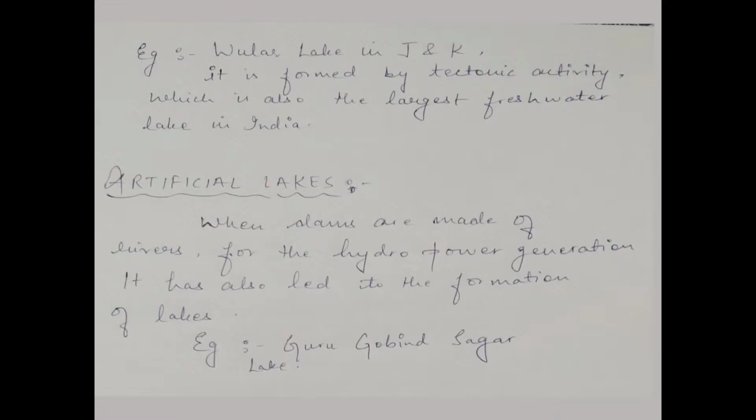Next is artificial lakes. When dams are made on rivers for hydropower generation, it also leads to the formation of lakes. Example is Guru Gobind Sagar Lake, an artificial lake.